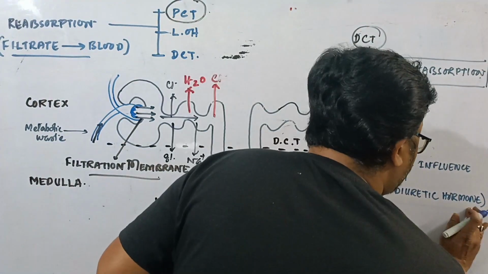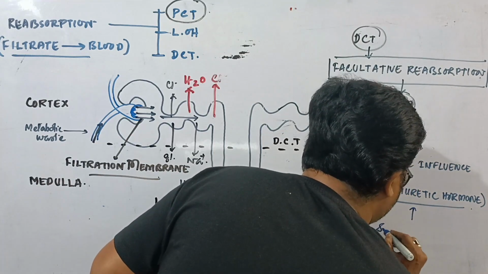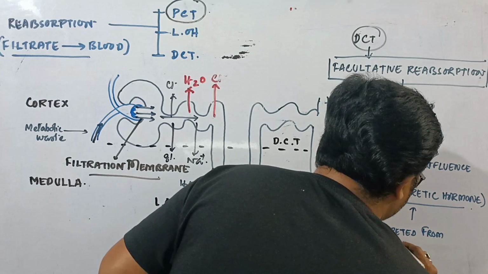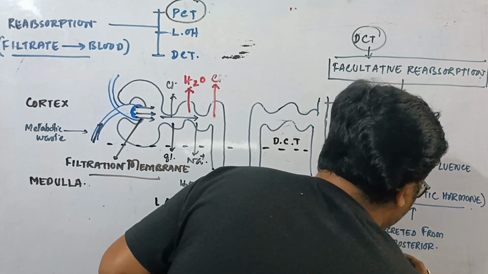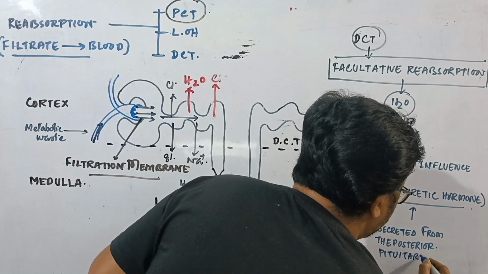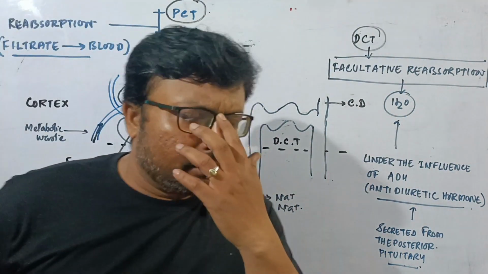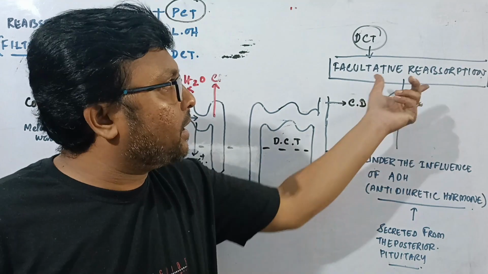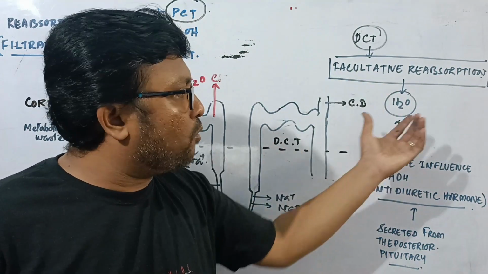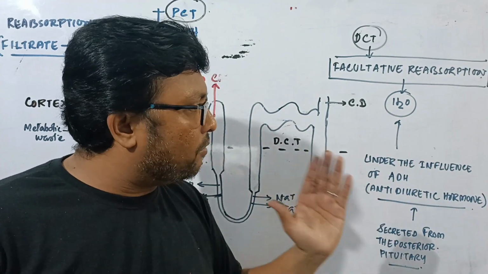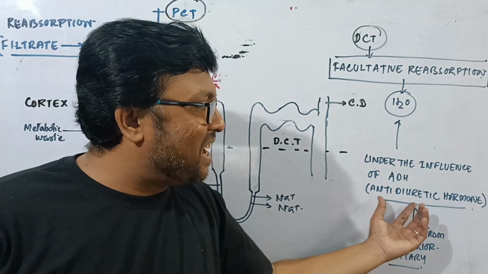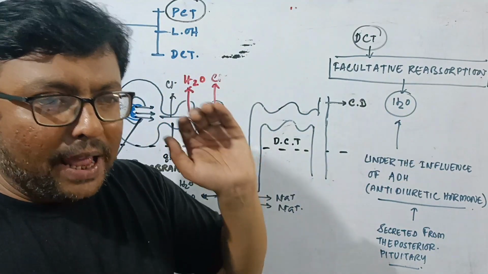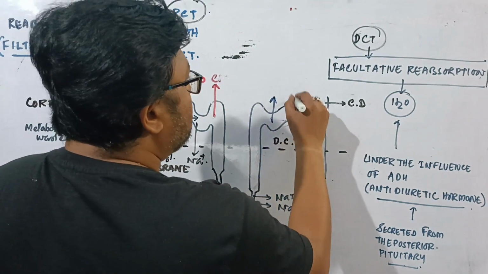Now this antidiuretic hormone is generally secreted from the posterior pituitary. এবার একটু এক্সপ্লেন করে দিই, জেনে নেবে। কি দেখলাম? ডিসিটিতে কিসের রিঅ্যাবজর্পশন হচ্ছে? ওয়াটারের। অ্যান্ড ডিসিটিতে এই ওয়াটারের রিঅ্যাবজর্পশনটাকে কি বলে? ফ্যাকাল্টেটিভ। অ্যান্ড দিস রিঅ্যাবজর্পশন অফ ওয়াটার, it generally occurs under the influence of an hormone known as antidiuretic hormone, and this antidiuretic hormone is secreted from the posterior pituitary.